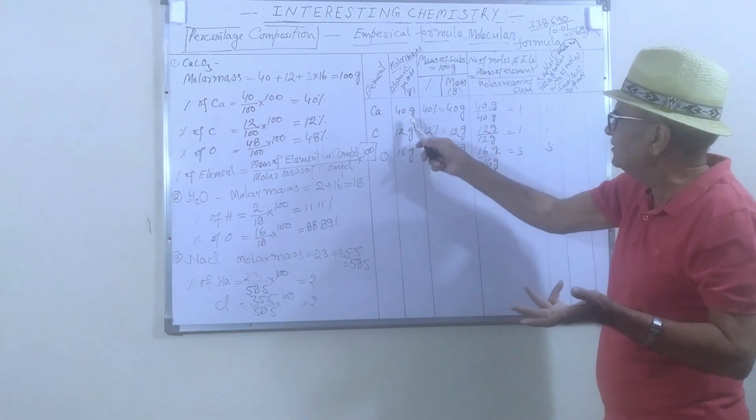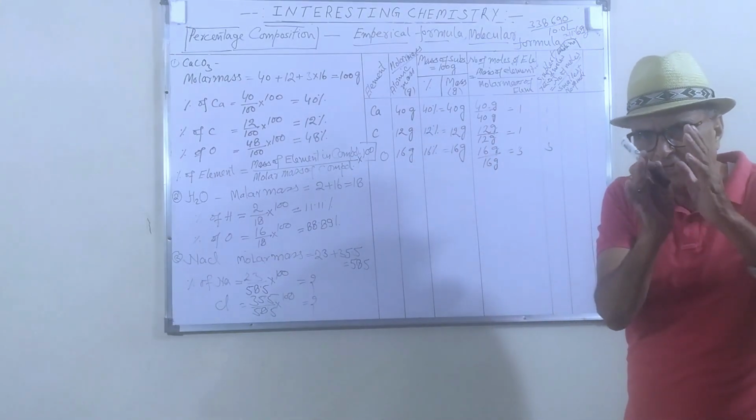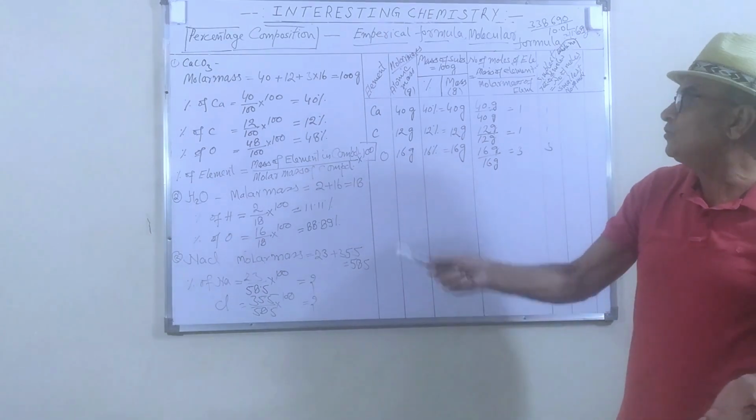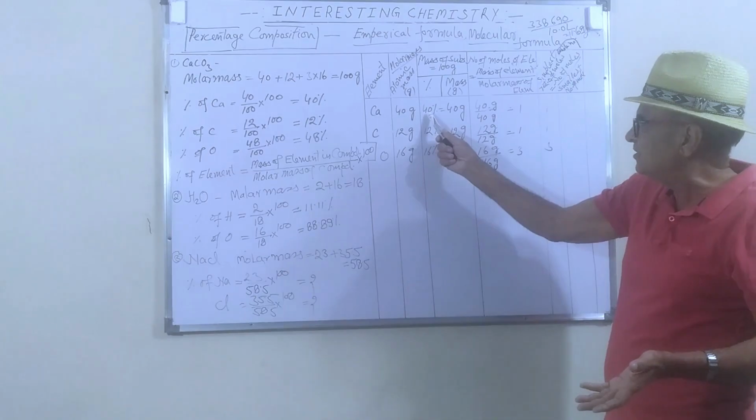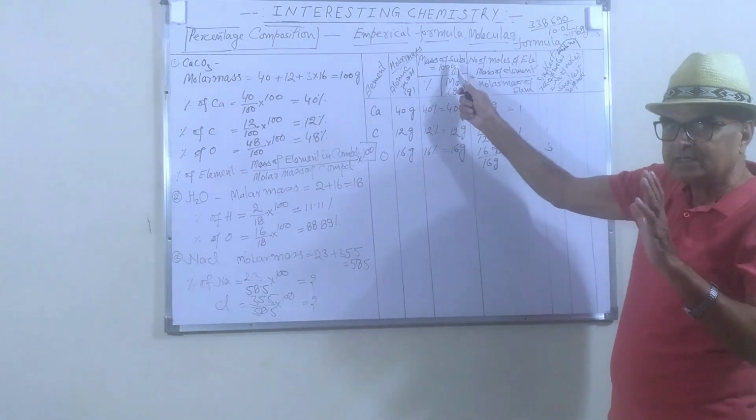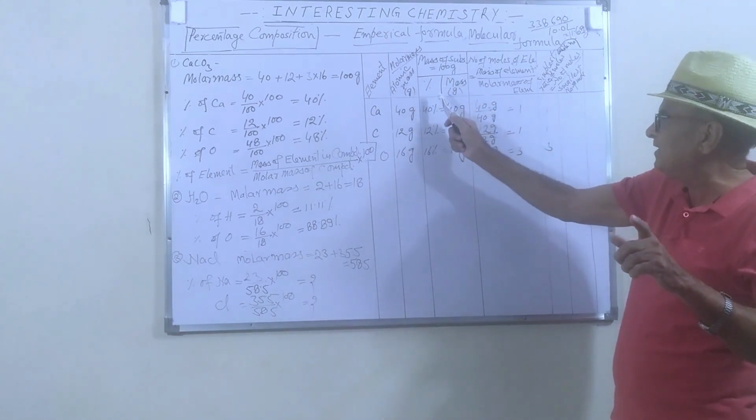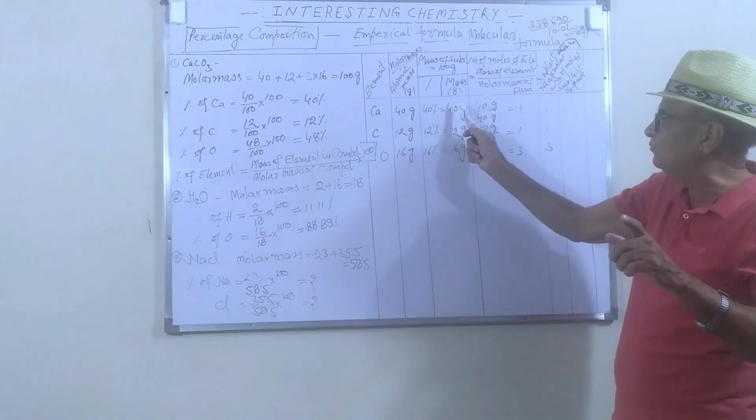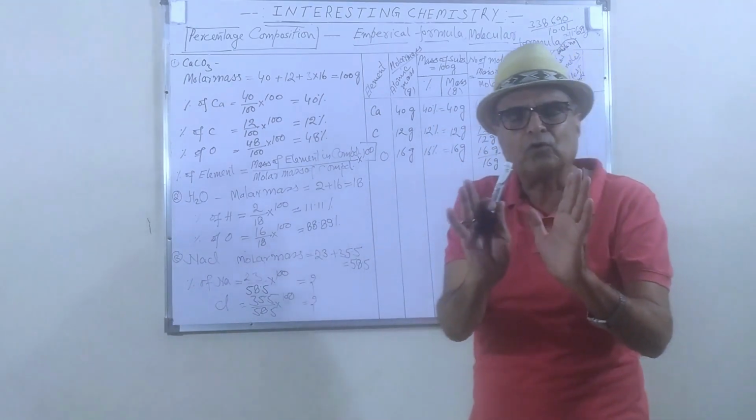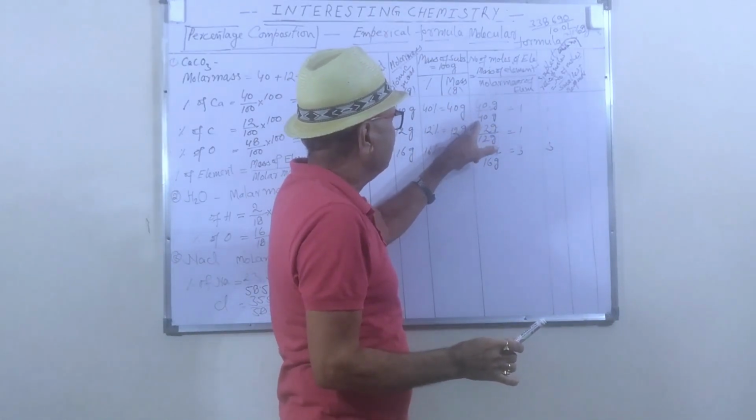For this percentage, we assume that the mass of the substance is equal to 100 gram. So this percentage is converted into grams: if we consider the mass of the substance as 100 gram, then this 40% will be equal to 40 gram. This is 12 gram. These are only formalities for the percentage. This is the main step.